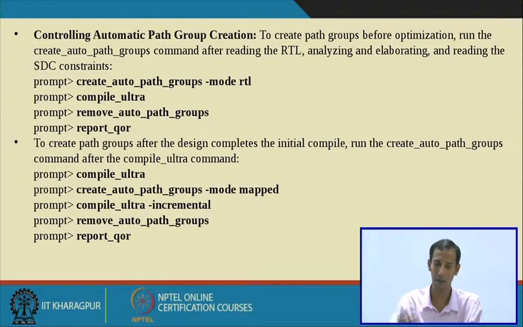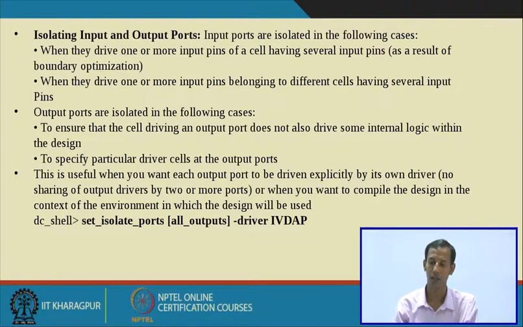You can change the earlier create_auto_path_groups to the RTL mode. You can also create the path groups after mapping, with -mode mapped. In the previous example we saw compile_ultra with no mode mentioned. If I want to change it to incremental compile mode, I have to mention -incremental. Then again you can remove the path groups, and check the quality of results. And then how you can isolate the input and output ports.